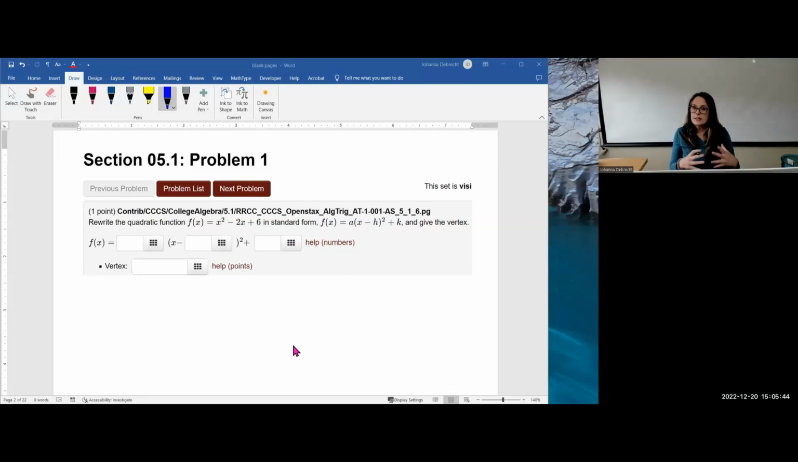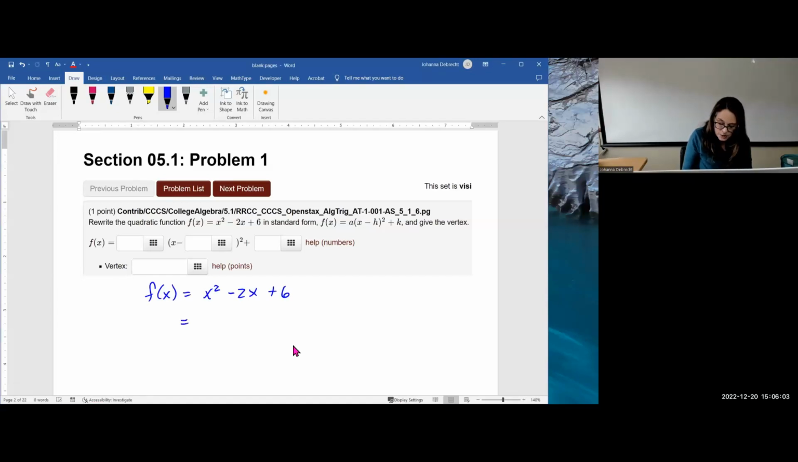Now I'm going to go through the same steps that I would go through if a was not a 1, so that you have one process to fit all situations. So we're going to start down here with f of x equal to x squared minus 2x plus 6.